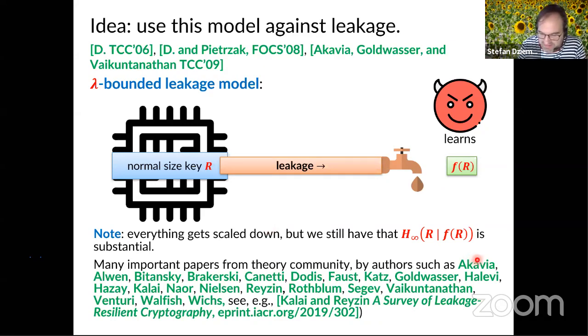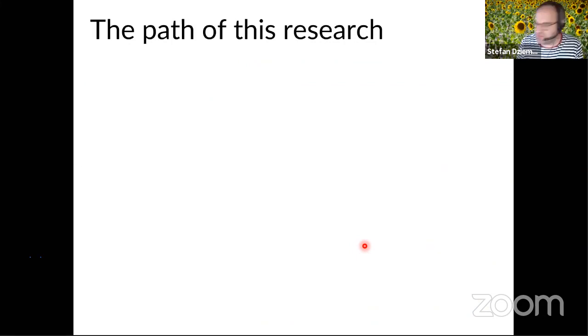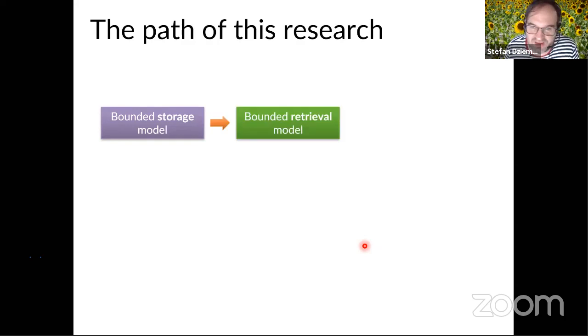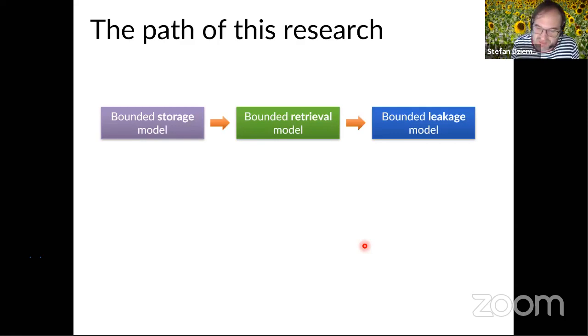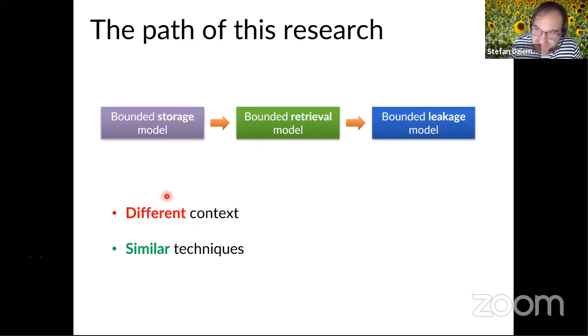Yes, I just had space to list the authors. I hope I didn't forget anybody important. You can see this very nice survey of Kalai and Reyzin from one year ago, which surveys all these things. Okay, and to a large extent this research was about public key crypto in this model. So again, what was the path of the research here? We have the bounded storage model, completely unrelated to leakage, then the bounded retrieval model, and then the bounded leakage model. Again, different contexts, similar techniques.